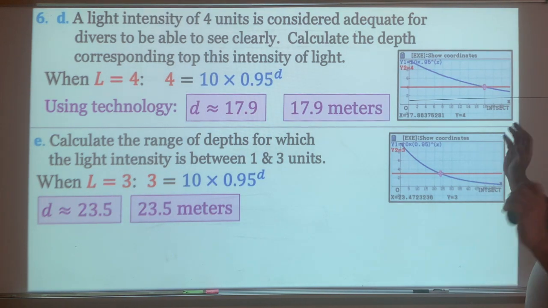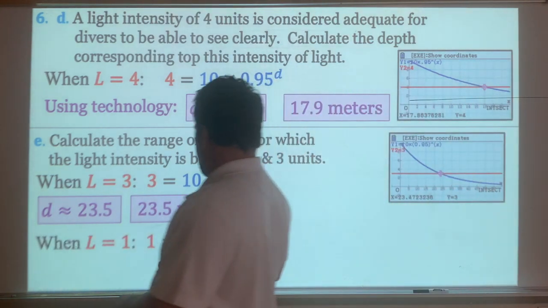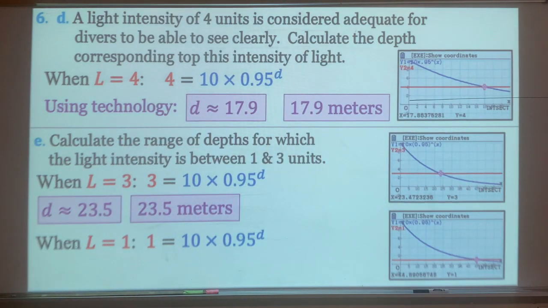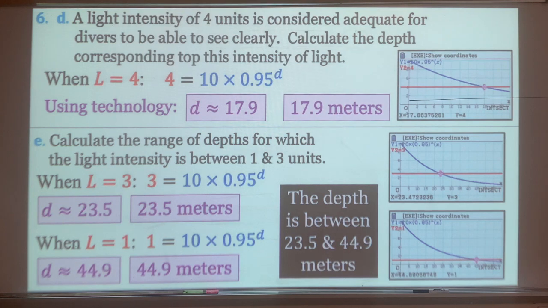All right? Now you go back into Y1. You know what? I'm going to show you this in a second. L is 1. You graph it again. You get about 44.9 meters. So the range is from between 23.5 and 44.9 meters. All right.